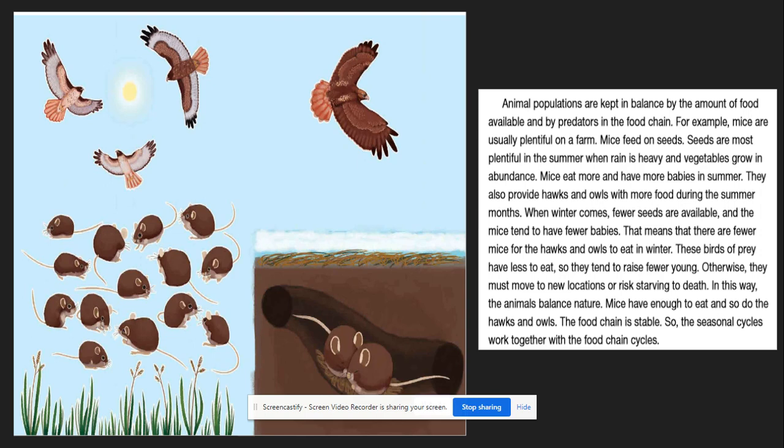Fewer seeds are available in the winter, and the mice tend to have fewer babies. That means that there are fewer mice for the hawks and owls to eat in the winter. These birds of prey have less to eat, so they tend to raise fewer young. Otherwise, they must move to new locations or risk starving to death. In this way, the animals balance nature. Mice have enough to eat, and so do the hawks and owls. The food chain is stable. So the seasonal cycles work together in the food chain cycles.